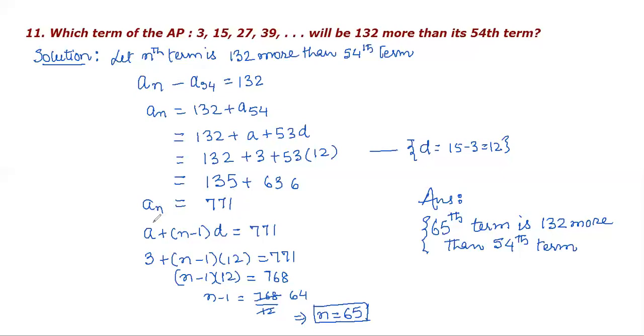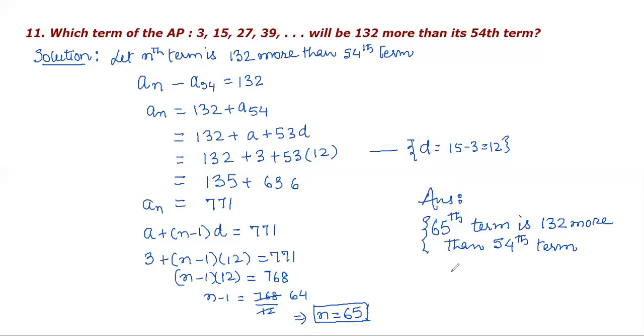So again, apply the formula here. a plus (n minus 1)d is equal to 771. a is 3, d is 12. Put the values and simplify to get the answer. When you bring this 3 to this side, it will be 768. And when you divide by 12, you will get 64. Bring this 1 to this side, it is 65. That means the 65th term is 132 more than the 54th term.